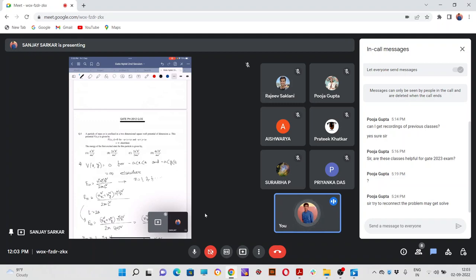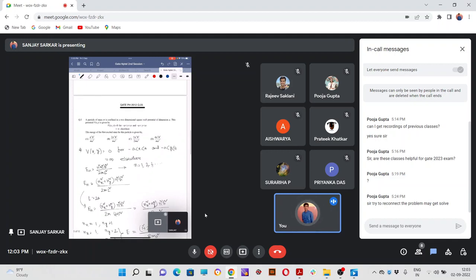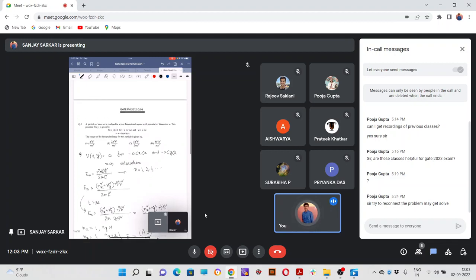The question is: a particle of mass m is confined in a two-dimensional square well potential of dimension a. The potential is given in this form: V(x,y) equals 0 for x between minus a to a, and y also between minus a to a, and infinity elsewhere. The energy of the first excited state for this particle is given by which?